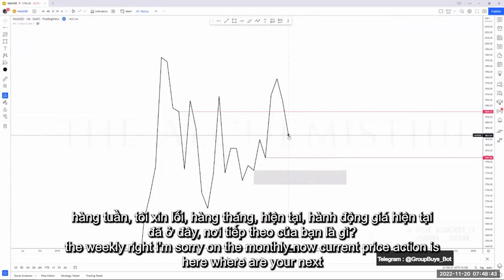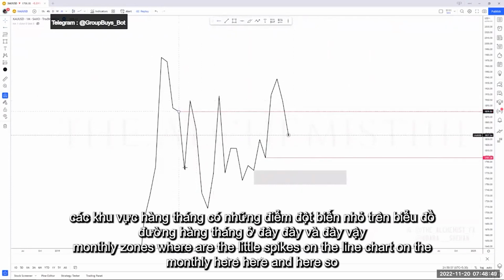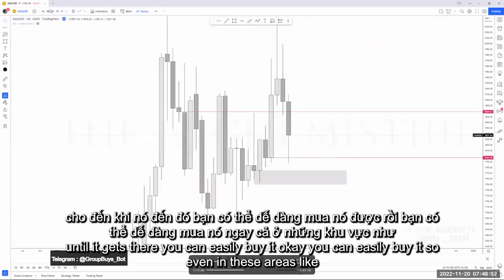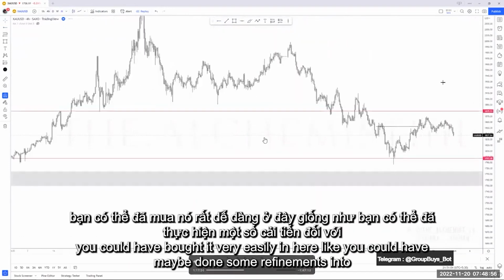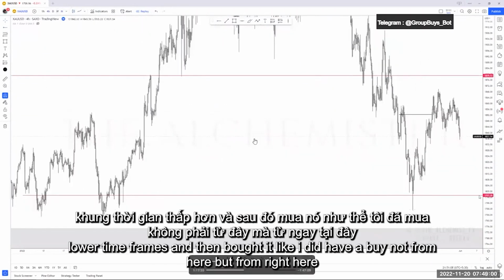Now, current price action is here. Where are your next monthly zones? Where are the little spikes on the line chart on the monthly? Here, and here. So until it gets there, you can easily buy it. Even in these areas you could have bought it very easily in here. You could have maybe done some refinements into lower time frames and then bought it.